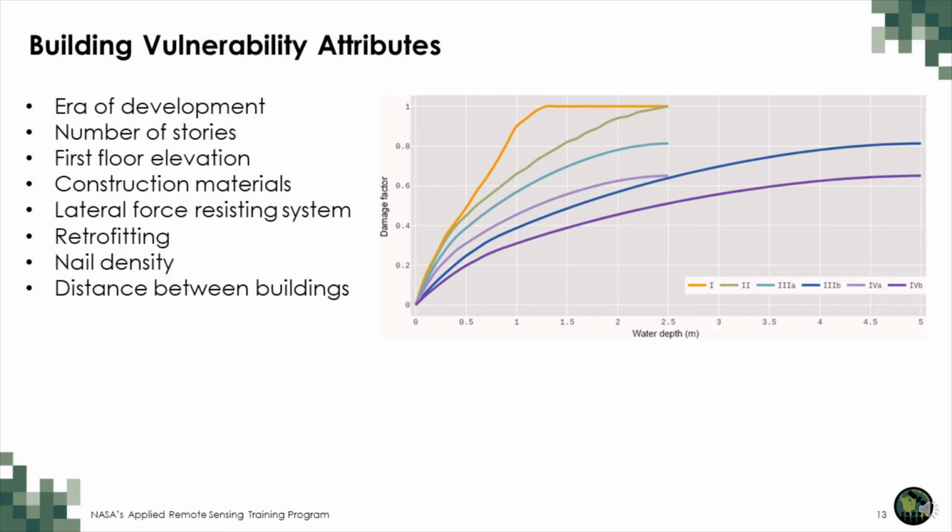First floor elevation is how much that first floor is above ground level. If you've got a crawl space, for example, or if you've built the building with what's called freeboard, or on stilts to avoid flood, that's a very important metric for flooding. Then there are the basic construction materials, and the lateral force resisting system, which is for earthquake. Whether something has been retrofitted, and nail density, is a big one for hurricanes, which obviously you can't see from the sky.